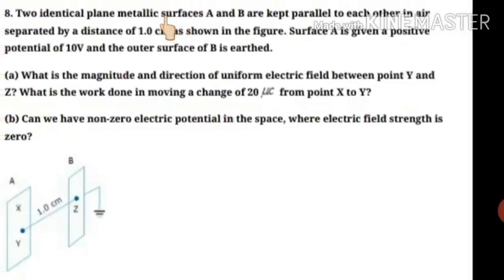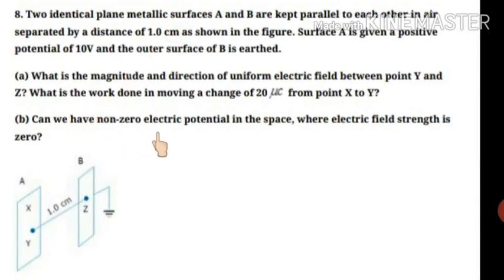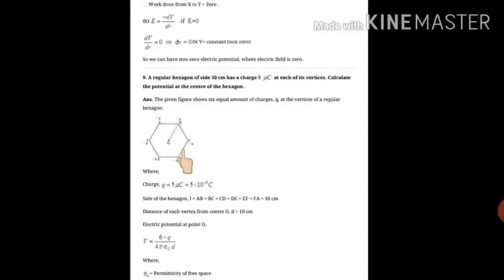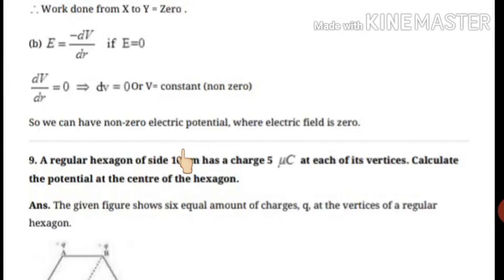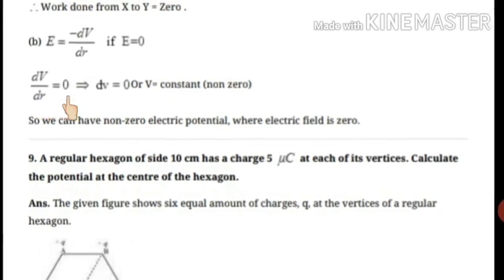We have not read the next part of this question. Can we have non-zero electric potential in the space where electric field strength is 0? It means, is it necessary that if electric field is 0, potential will also be 0? So that is the question. How can we answer it? Again with the same relation, E is equal to minus dV upon dr, and according to the question E is equal to 0. So in place of E we substitute 0. It means dV upon dr is equal to 0. dV upon dr is equal to 0 means dV is equal to 0.